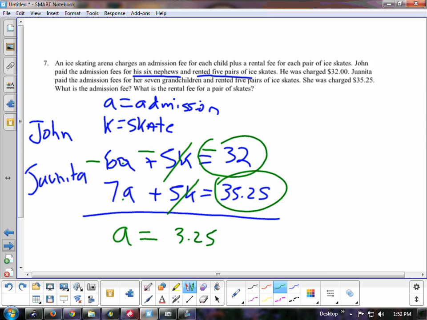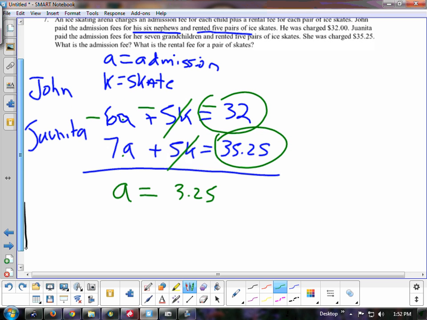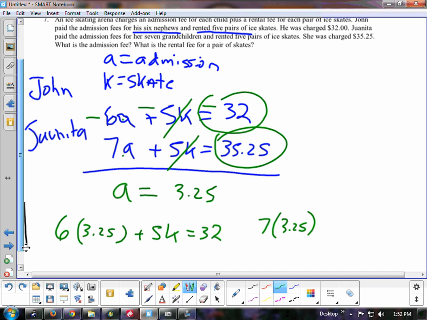Okay, so that's how much admission is. How much are the skates? Well, you take the first equation, 6 times 3.25, plus the K equals 32. And you take the other equation, 7 times that 3.25, plus the K, and that should equal 35.25. And when you do the math on this, you get the skate rental K equals $2.50.